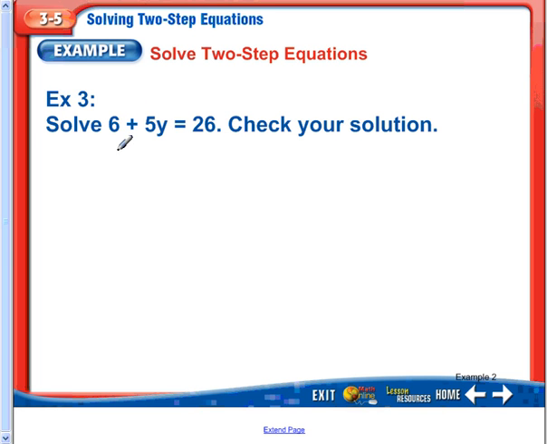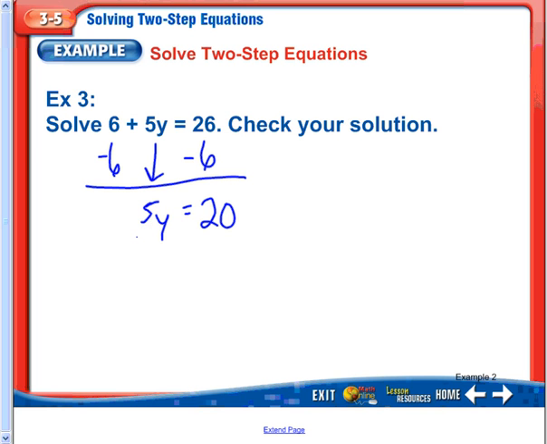Example number 3. Okay, step 2. Get rid of any addition or subtraction on the side of the variable. Since I'm adding a positive 6, I will need to subtract 6 from both sides of the equation. This will allow me to bring my 5y down. And if I have 26 and 6, that means I will have 20.